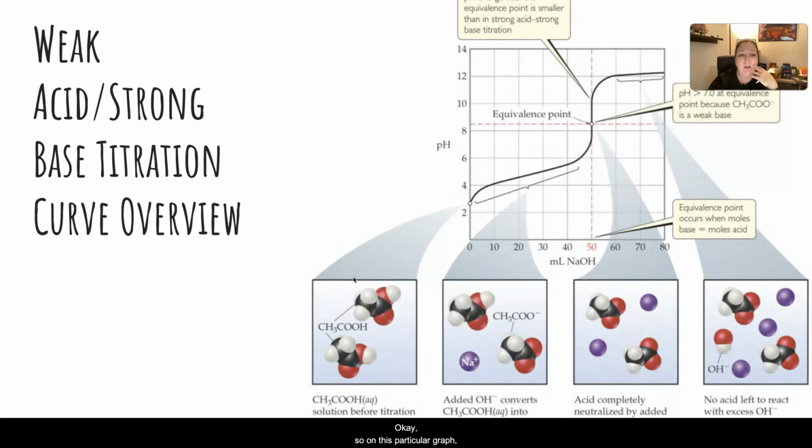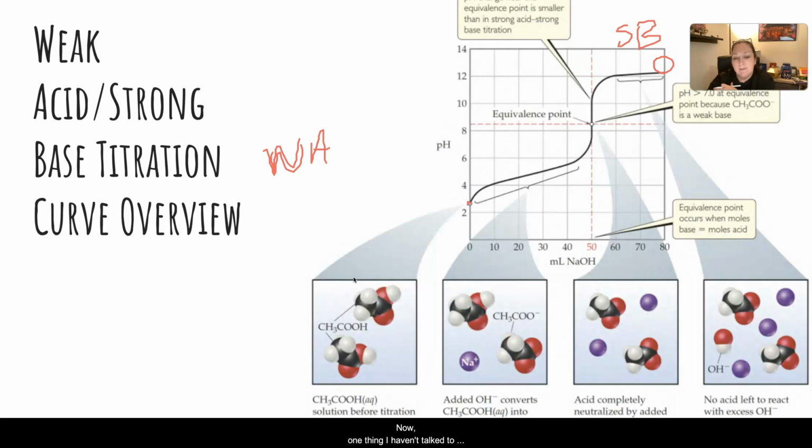Okay, so on this particular graph, I'm taking a look at it and trying to decide where I'm at. So I see that right here, I am starting above 2. So I'm going to say, okay, I have some kind of weak acid. I know it's a weak acid. I'm starting above 2, and I can tell by looking at the curve. And we're going to talk about that. And then for the base, you see how up here at the end, I am ending above 12. So this looks like a strong base to me. Okay. You see it?